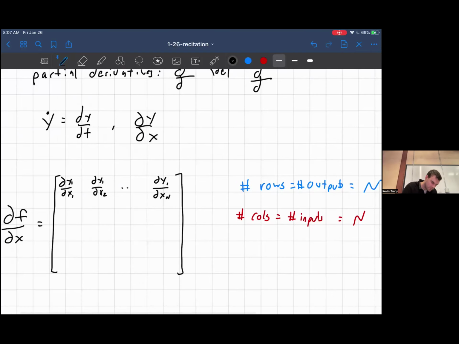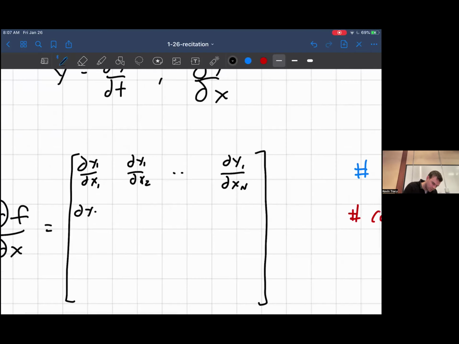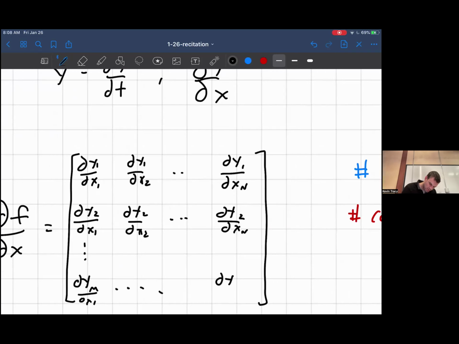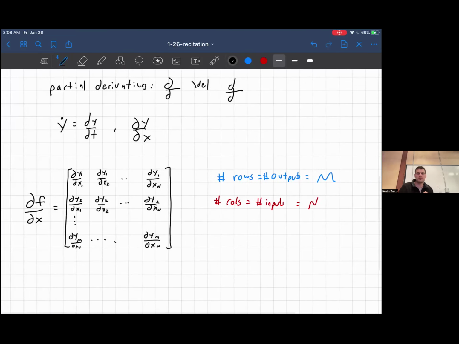And then if you imagine we just keep walking this thing down, so we'll do now this is dy2/dx1, dy2/dx2, dy2/dxn, and we keep walking this down all the way to dym/dx1, dym/dxn. So basically it's just a way for us to organize all of the partial derivatives that we care about for each input and each output individually.